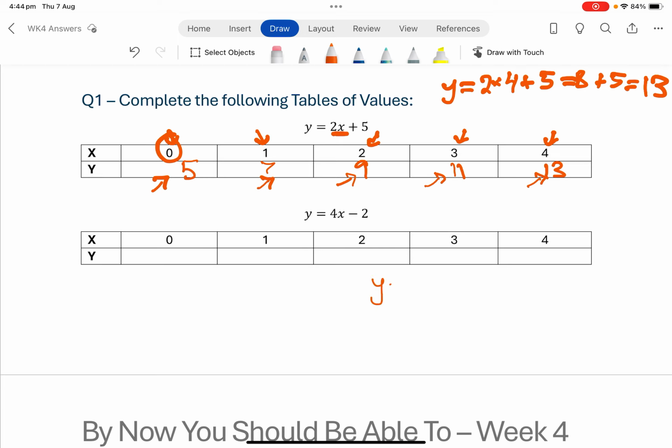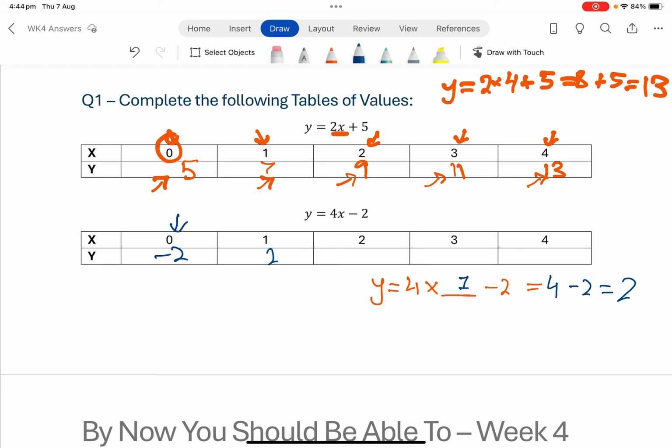Same story with this next one. Okay, we're using y equals 4 times whatever x is, minus 2, and we're going to make our substitutions. So in this first case, x equals 0. So 4 times 0 is 0. Still got that minus 2. 0 minus 2 is negative 2. So I'm going to put a negative 2 there. For the next one, we're going to be replacing it with a 1. 4 times 1 is 4. 4 minus 2 is 2. So I'm going to put a 2 there.